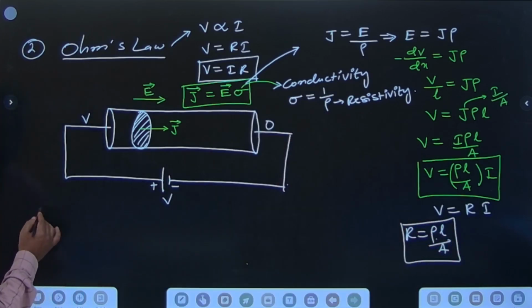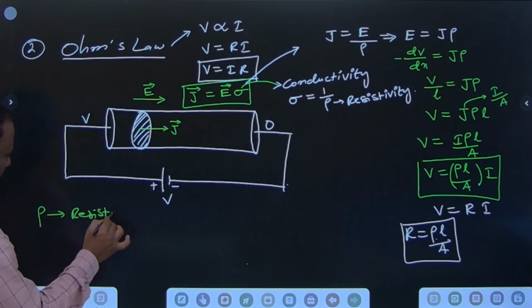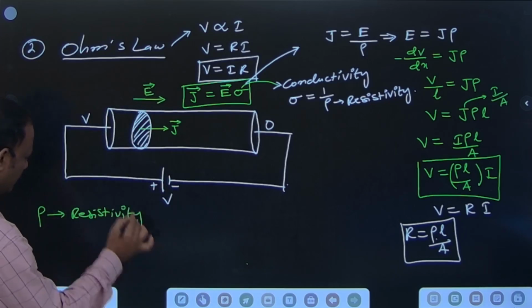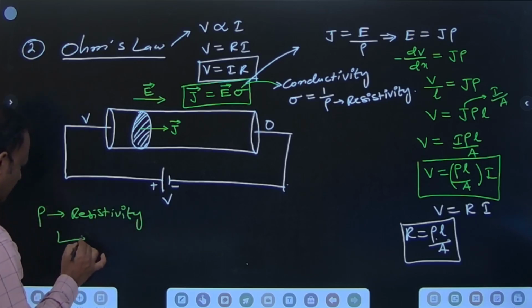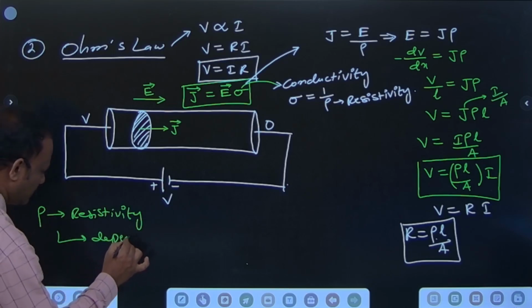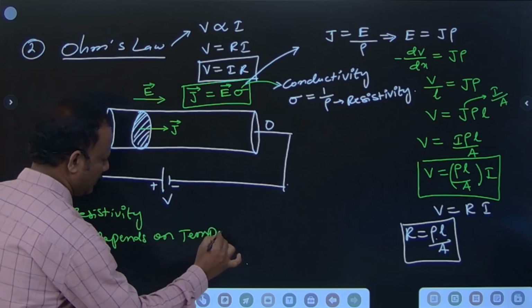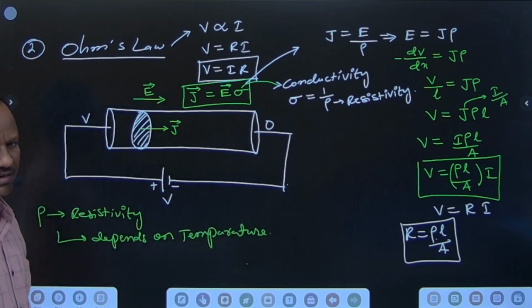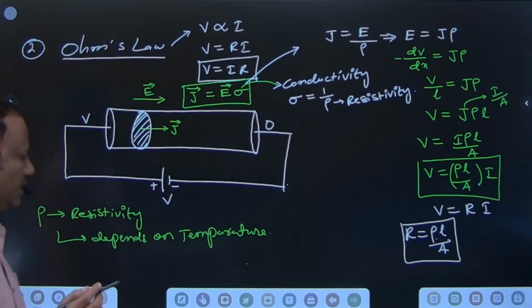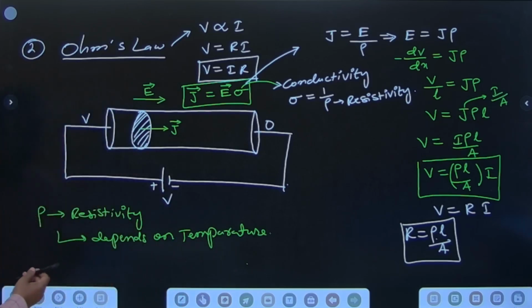Rho is resistivity. Resistivity depends on what? It depends on temperature. Resistivity does not change while changing parameters like the length and cross-sectional area of the wire. It's an intrinsic property of the material.